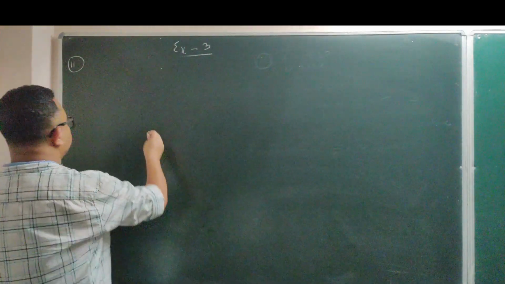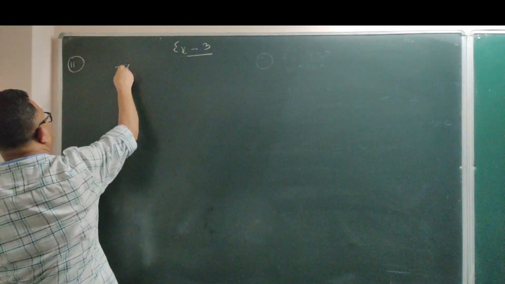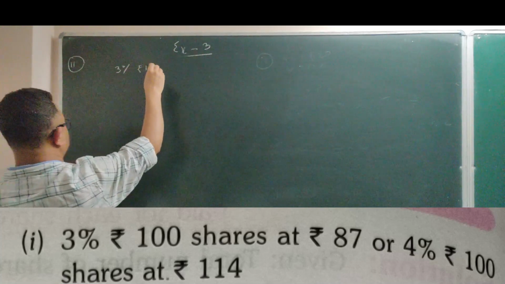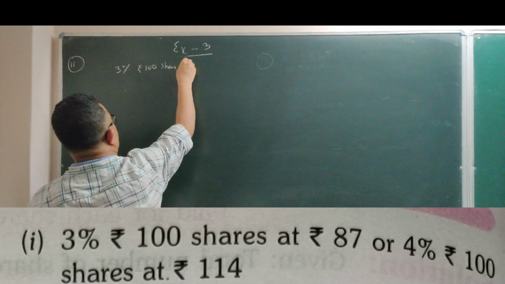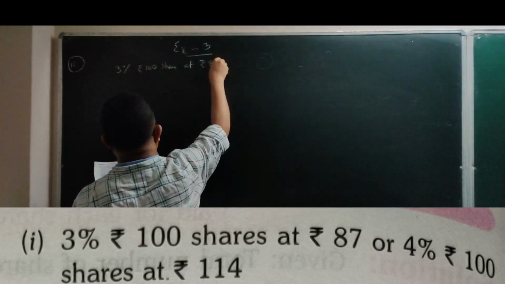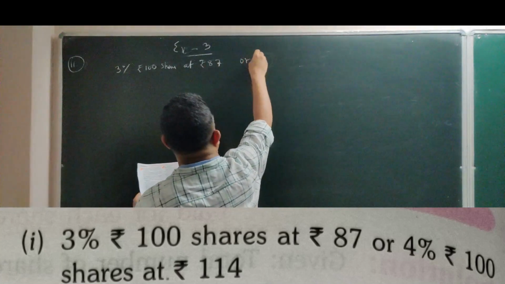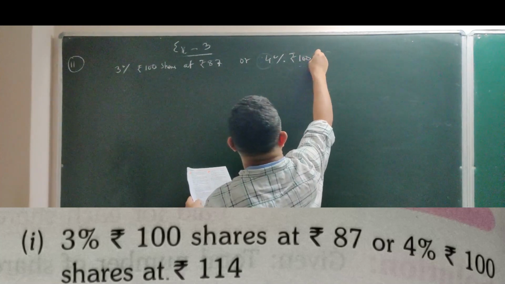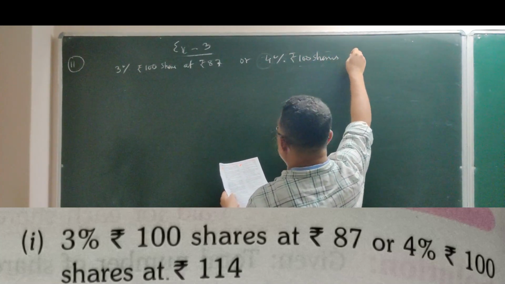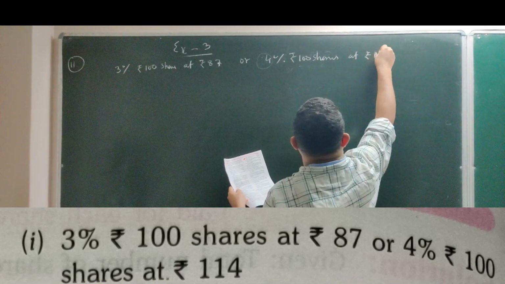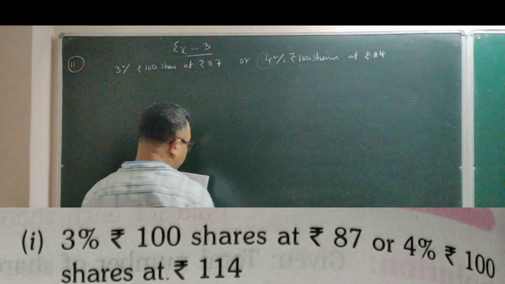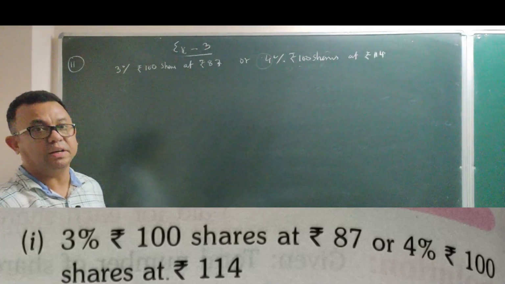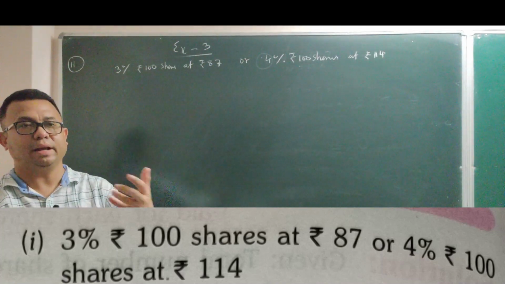They are saying which is a better share, better investment: 3% rupees 100 shares at rupees 87 or 4% rupees 100 shares at rupees 114. So now you have to say out of the two shares, which share is a better share. Better means who is going to give you better annual income.